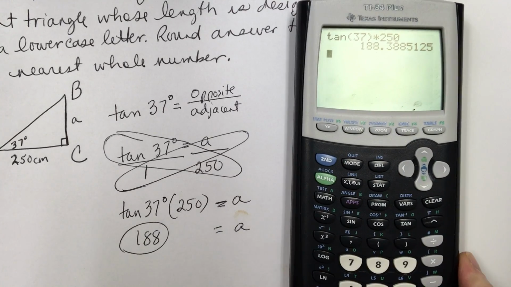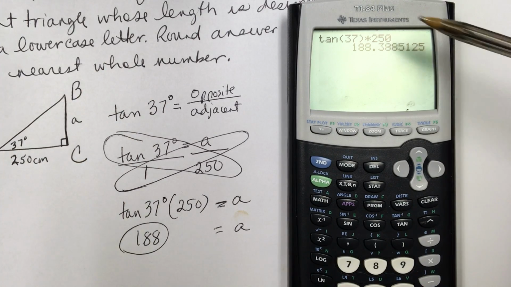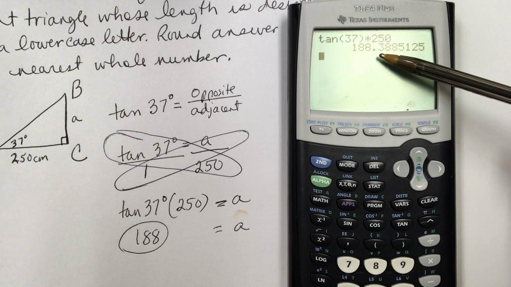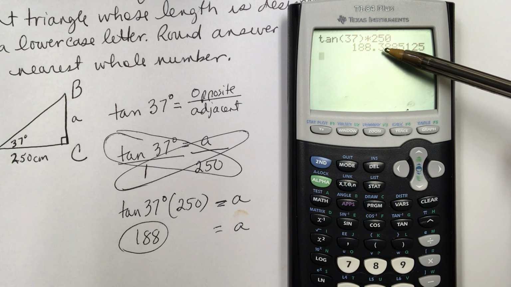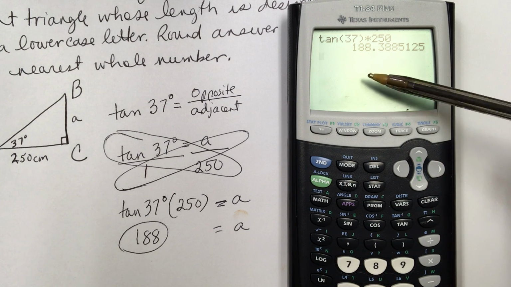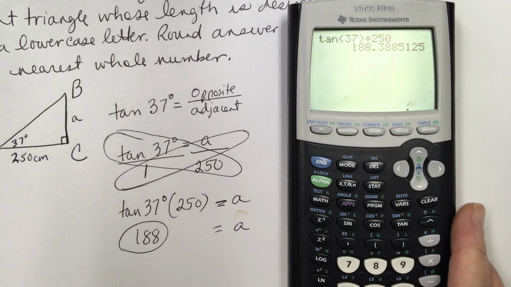If I round it to the nearest whole number, that's what my question says, round to the nearest whole number, I have 188.38, and so forth. If it is 0.5, it would round up to 189. But if it's 4 or less, it stays 188. So the answer to my problem is A equals 188.